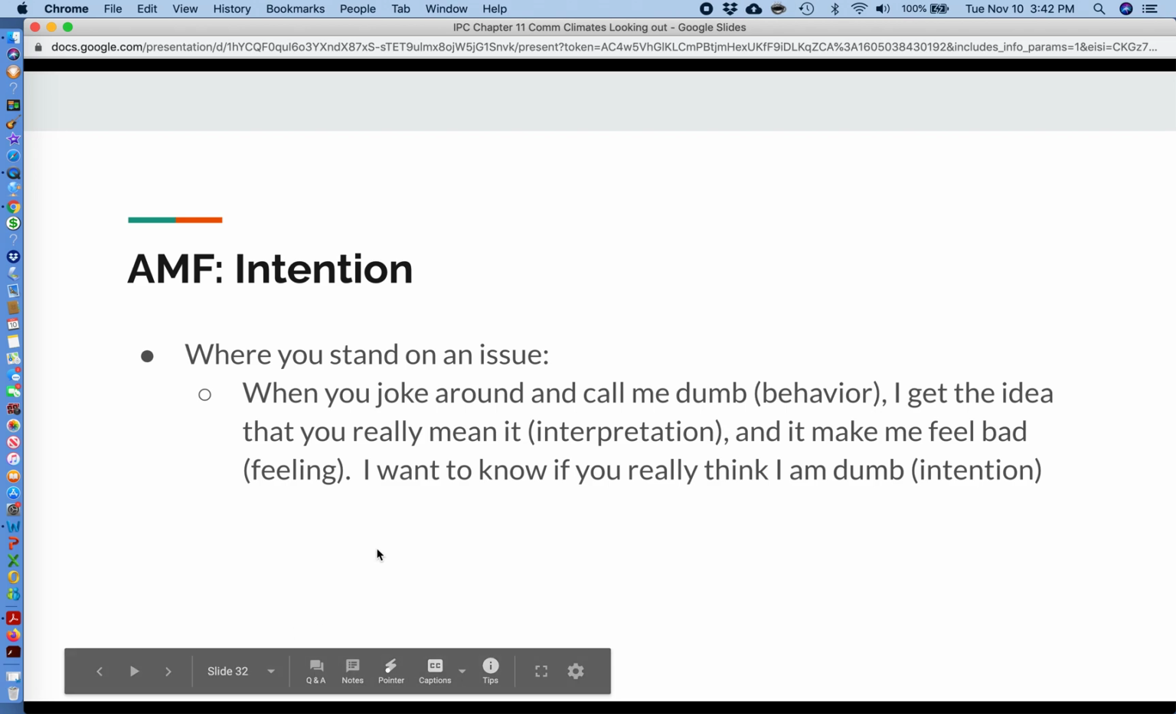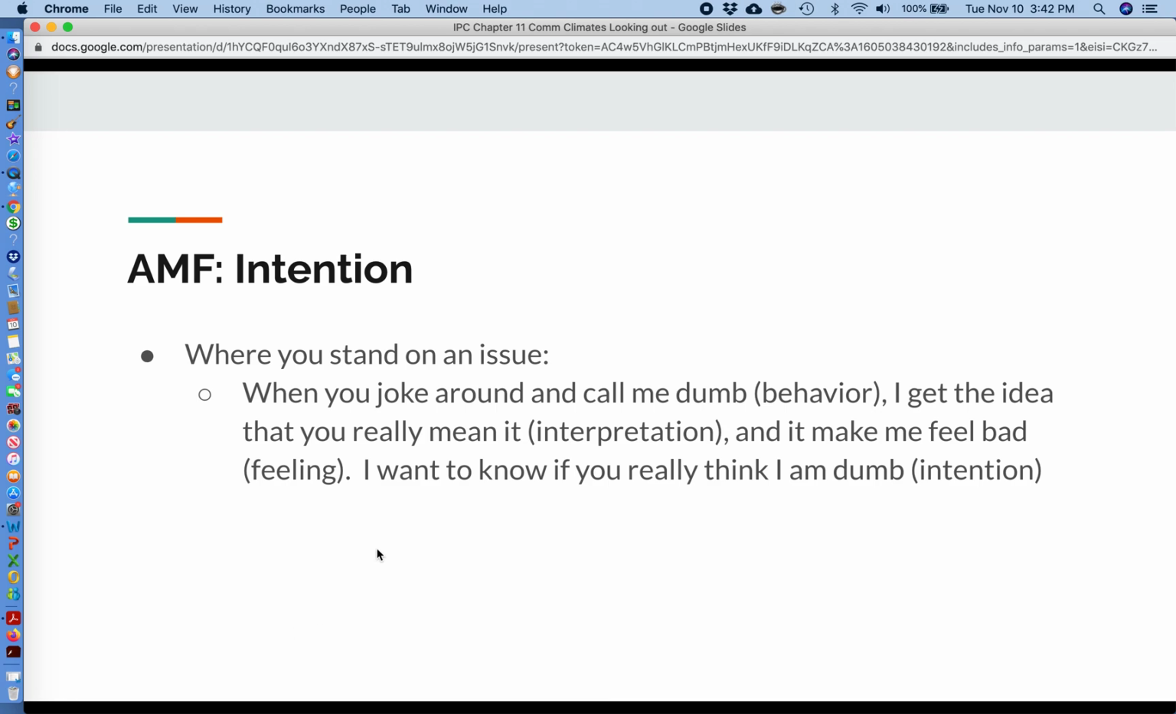Let's go back to our example here using these different parts. Where you stand on an issue: when you joke around and call me dumb, that's the behavior statement. I get the idea that you really mean it, that's the interpretation, and it makes me feel bad, that's the feeling. I want to know if you really think I'm dumb. That's the intention statement.